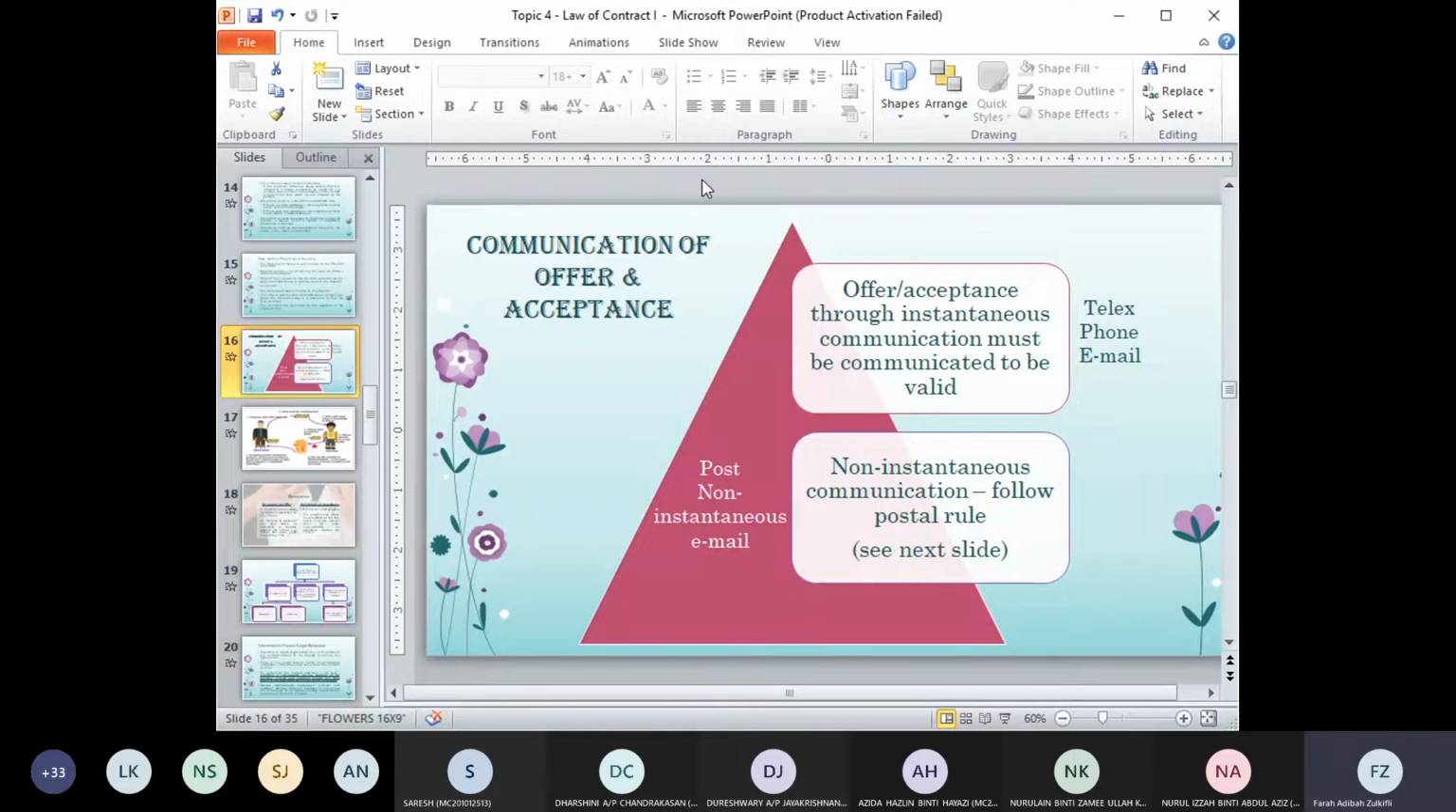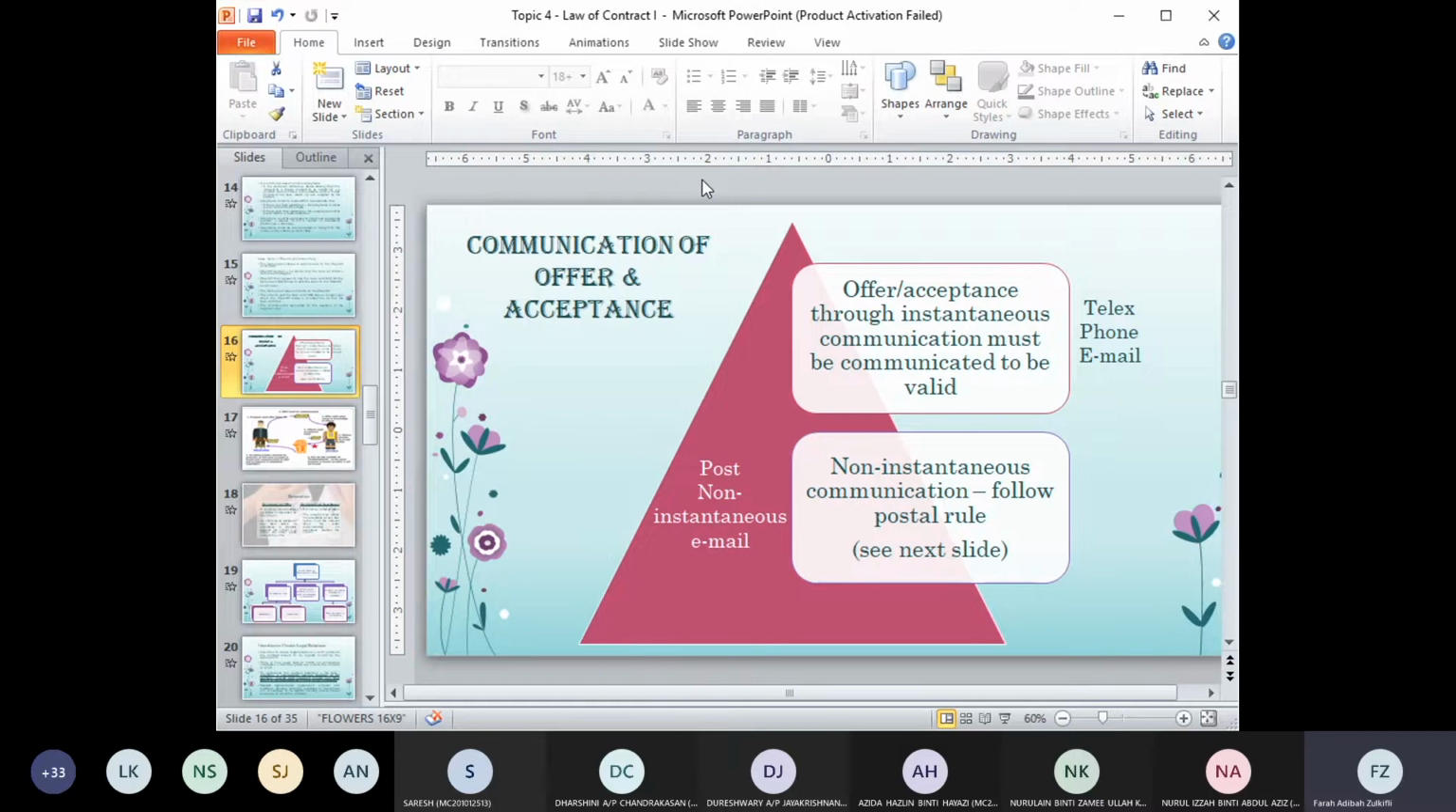So I must see it, I must receive the offer for me to accept the offer. Whenever you send the offer and I receive the message, that is when I have received the offer. When I send you a reply saying that I want to buy that thing, that is when I have accepted the offer. So that is easy. Instantaneous communication is easy. It is quite complicated when it comes to the postal rule. When someone sends an offer to you, not by email, but through a letter, through snail mail.